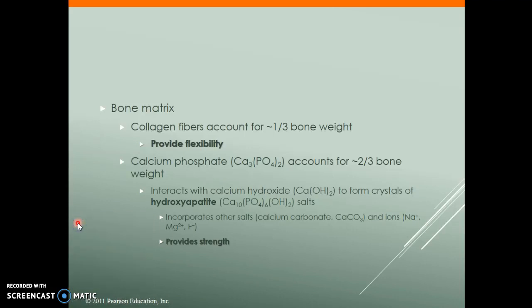So bone matrix is composed of calcium phosphate and collagen fibers. The calcium provides for strength, but without the collagen, the bone would be quite brittle. So collagen fibers, about a third of the bone weight, are providing some flexibility. Remember, collagen is the most abundant protein in the body. Calcium phosphate is about 2/3 of the weight of the bone.